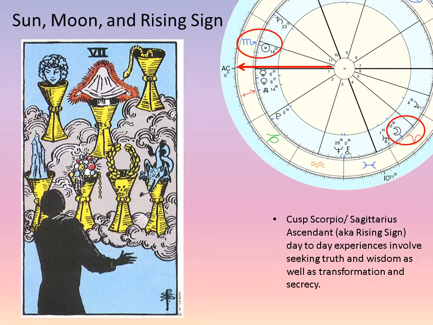And then there's the Ascendant, or the rising sign, that's on the cusp of Scorpio and Sagittarius. It has to do with day-to-day experiences involving seeking truth and wisdom, as well as transformation and secrecy. So I always think of Scorpio and Sagittarius being there as some kind of mystical experience.